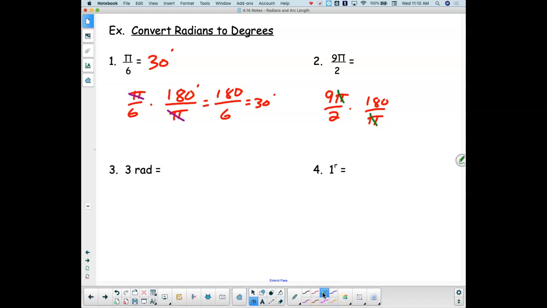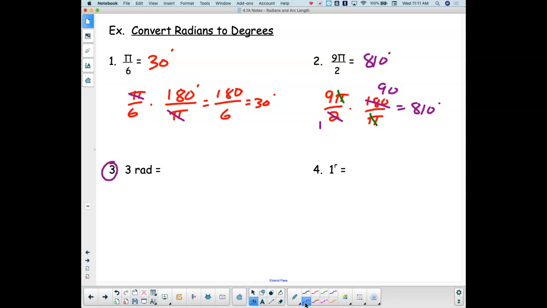Welcome back. Hope you did something like that. So we got 2 goes into 180 one time. That would be 90. 9 times 9, oh, that looks like 810 degrees. 810 degrees? How is that possible? Oh, 360 is 1 revolution. 720 is 2 revolutions. So a little bit more than 2 revolutions. Oh, we can go around the circle more than 1 time. You betcha. All right, a little different for number 3 here.